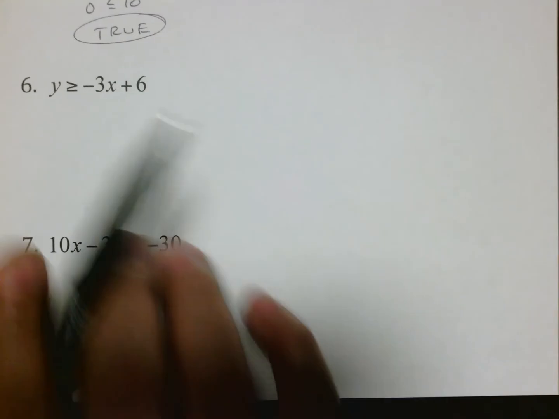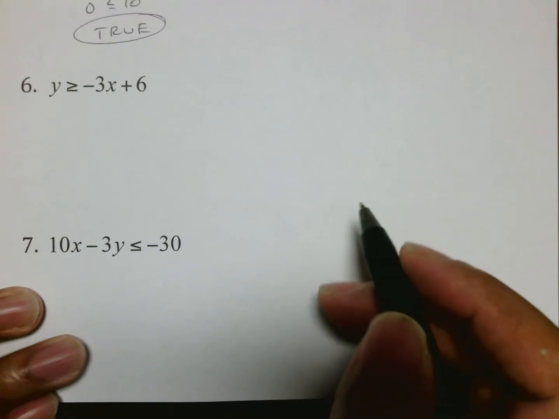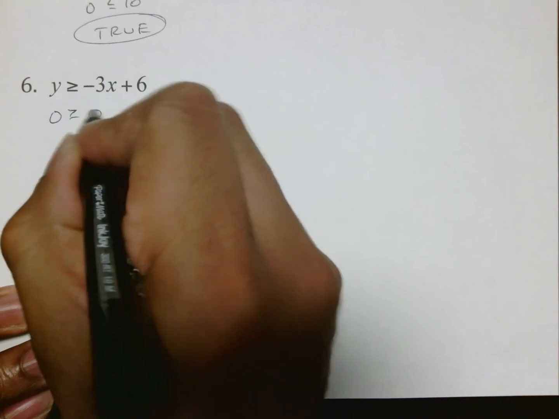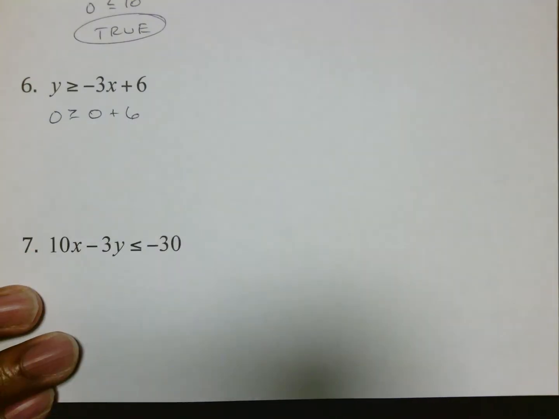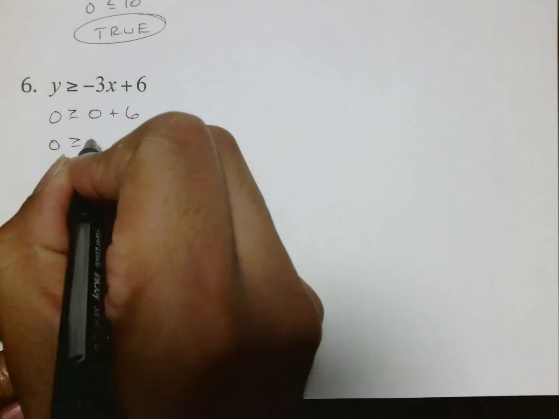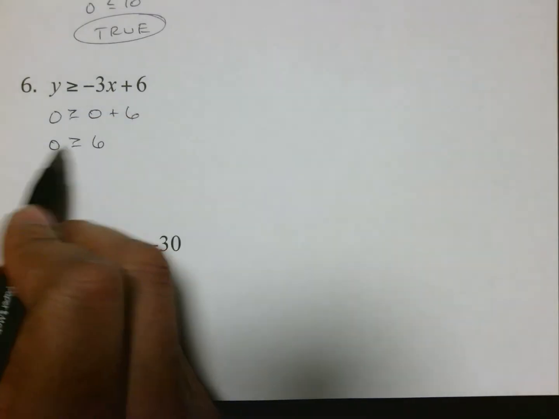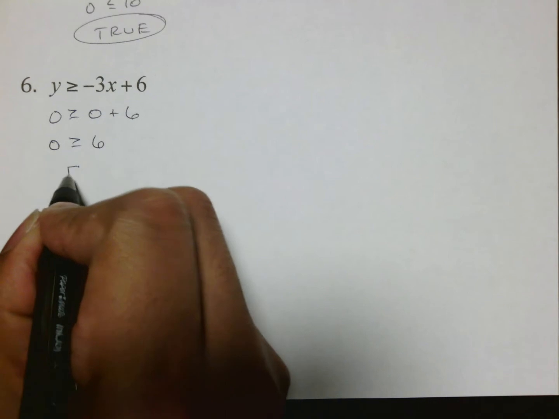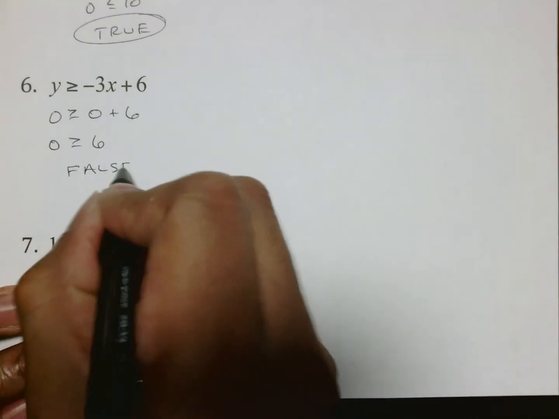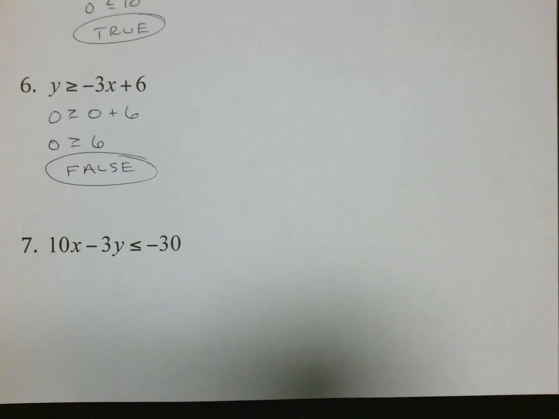Number 6, again, if you had to test this, y is greater than or equal to negative 3x plus 6. This is a variable, turn it into 0. This has a variable, turn it into 0, plus 6. Simplify. 0 is greater than or equal to 6. Is 0 more important than 6? I don't think it's supposed to be, because it would actually choose the 6 over 0. So for us, this is false.